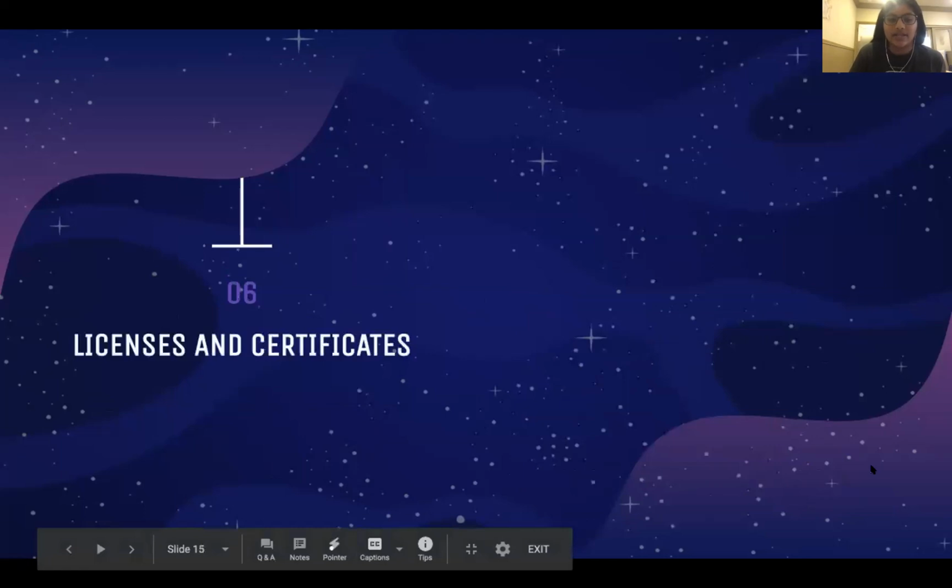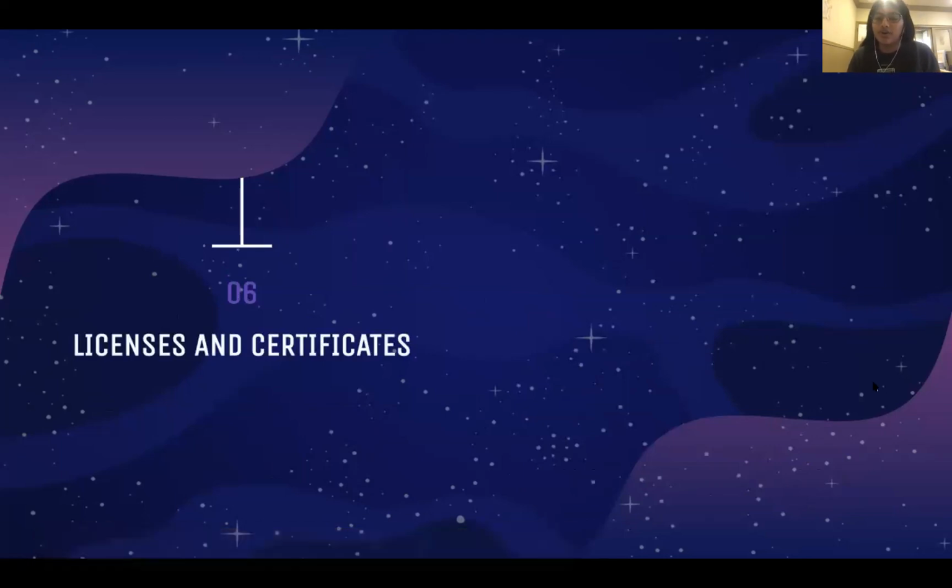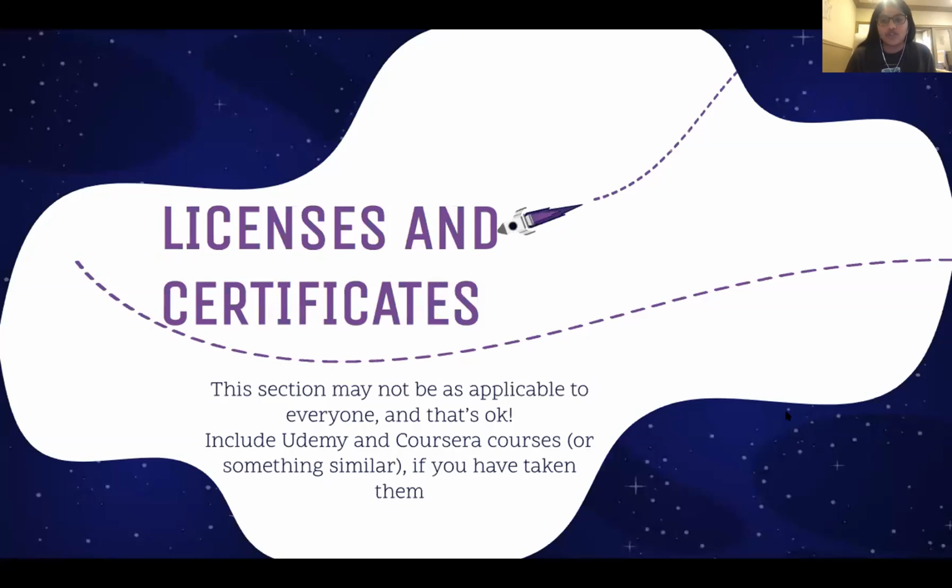And then the next two sections are sort of optional, not applicable to everyone. The first one would be licenses and certificates. If you've done a course on Udemy or Coursera or something like that, where you actually get a certificate from that course, then you can put it on there. But I honestly haven't seen a lot of accounts with them. So that's pretty much all I have for that section.